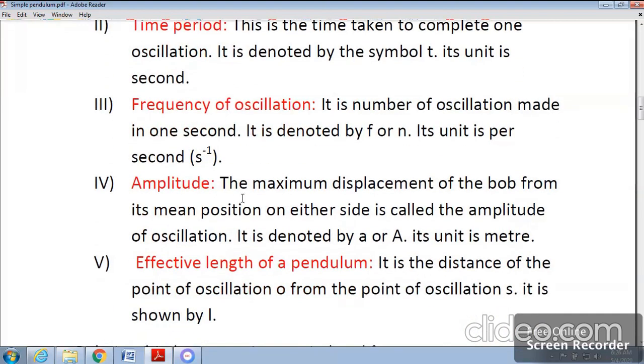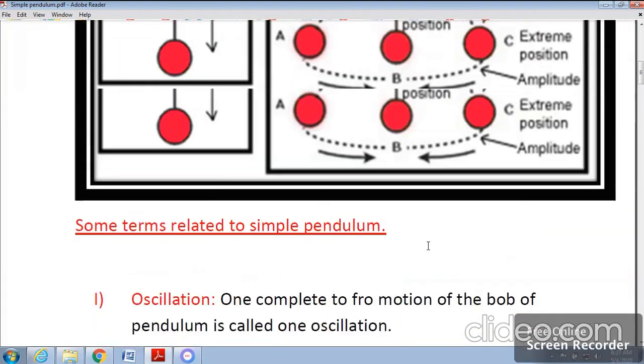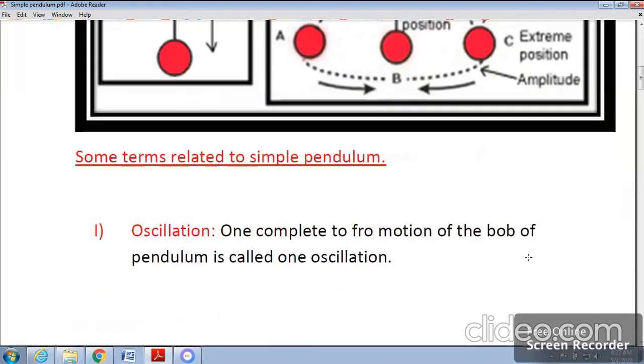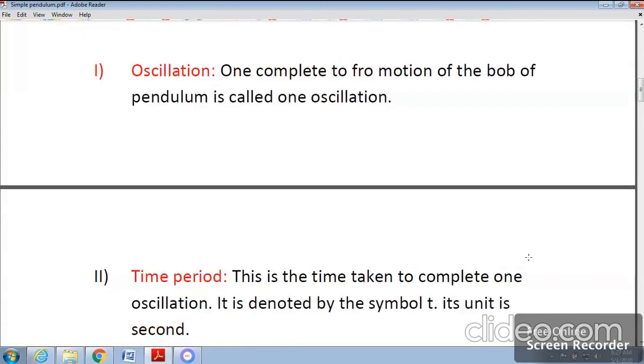Amplitude. The maximum displacement of the bob from its mean position to either side is called the amplitude of the oscillation. It is denoted as A, and its unit is meter. In this diagram, you can see the distance from B to A or B to C. We can label it as amplitude. Since it is a distance, its unit is meter.